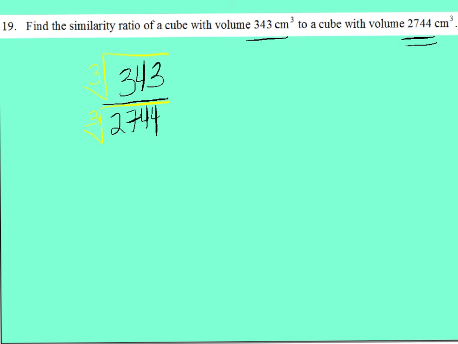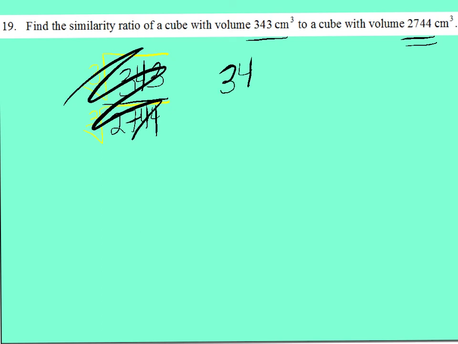And taking the cube root of each, the cube root of 343 is, oh, actually, what I failed to do is I failed to reduce this first. So, scratch that out. 343 over 2,744, first you should try to reduce this fraction. And they both are divisible by 343. So it reduces to 1/8.